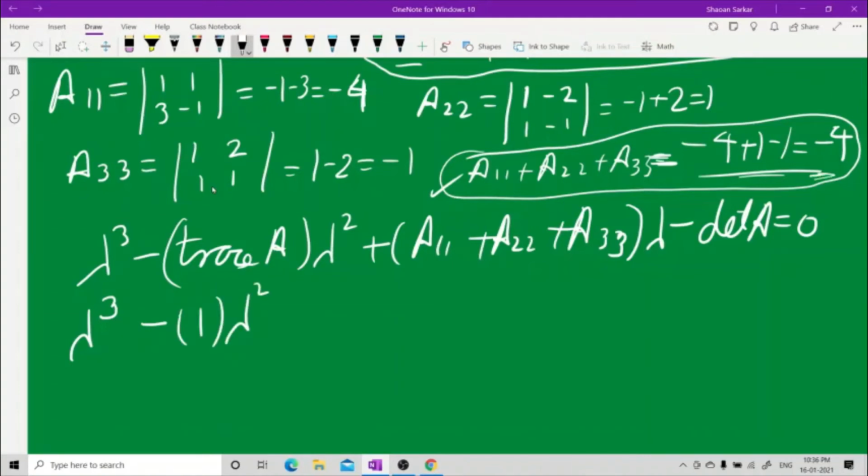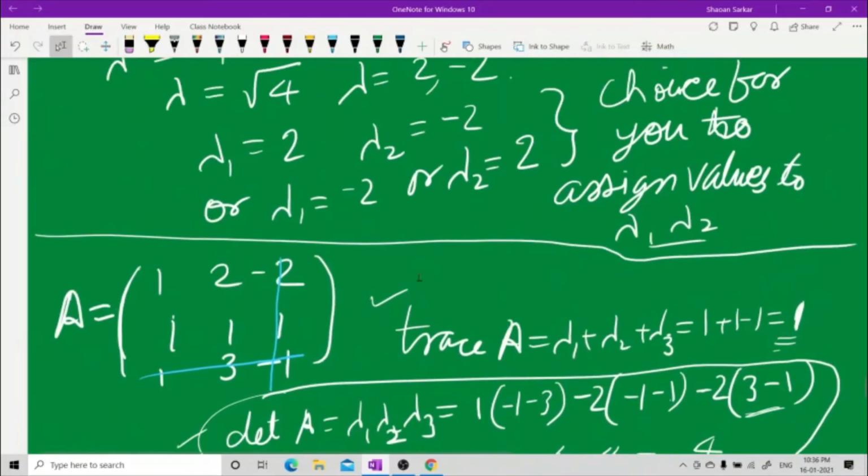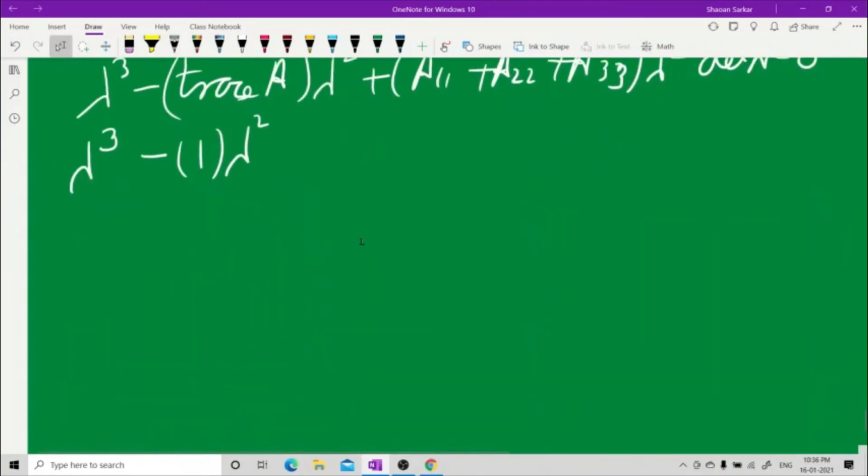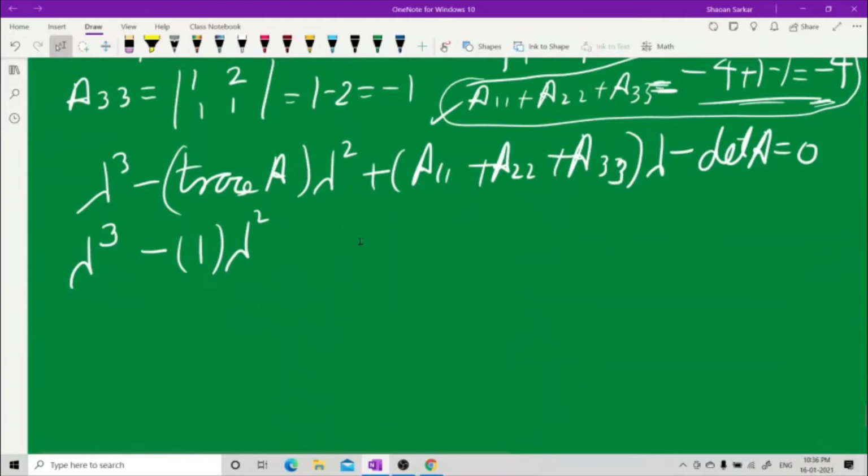A11 I found as this is 4. You can see trace A here. Just see the trace here. This is the one, 1. Let me write it a little more clearly so that it really looks like 1. Yes, it is 1. Now I'll put this value here.